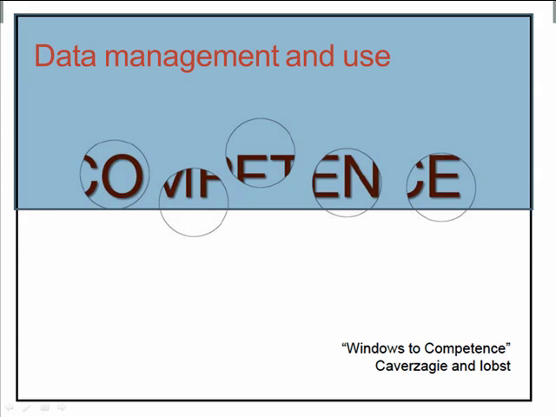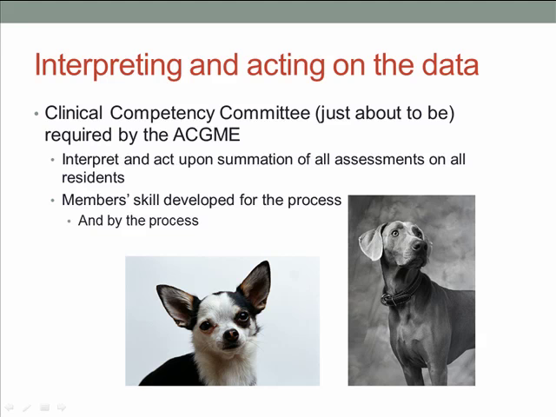Then ultimately, you're going to have a clinical competency committee, which is just about to be required by the ACGME, that are going to be the deciders. Can a trainee do X? Can a trainee be promoted? Can a trainee graduate? And they are going to need a certain kind of report for all of the assessments in your program that allows them to quickly make a decision without a ton of sifting through the source documents, every single direct observation.